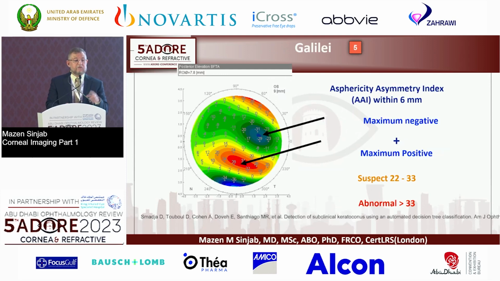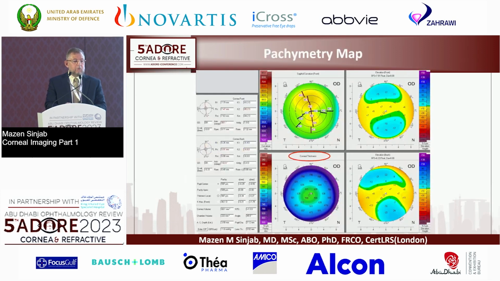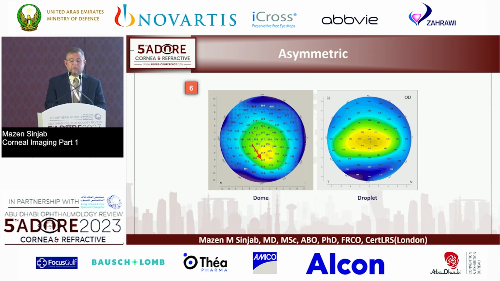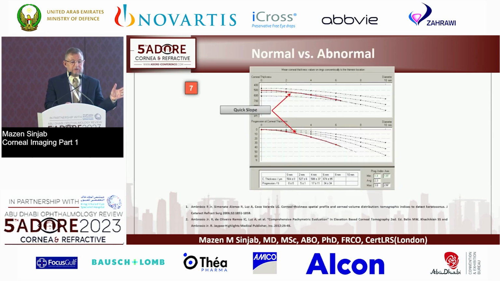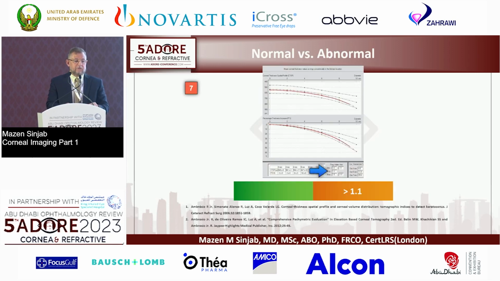If you are using the Galilei, there is an index called the AAI within 6 millimeter, and it should be, let's say, less than 22, otherwise it will be suspect or abnormal. When we look at the corneal thickness map, no numbers, just we look at the pattern, as I mentioned before. And in addition, there is a very important spatial profile, which gives you how the progression of thickness starts from the thinnest location towards the periphery. Because usually there is a quick slope, a quick progression when there is an ectatic corneal disease. In addition, you can check the average, which must be less than 1.2.